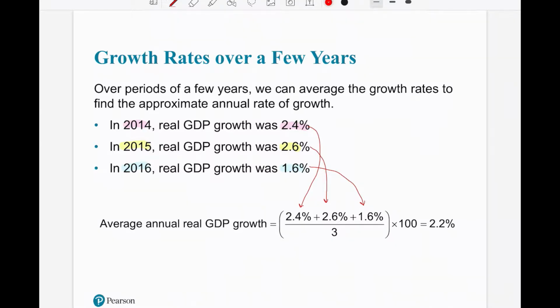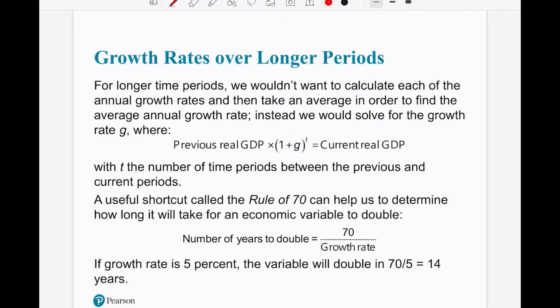Now, lastly, in terms of calculating our growth rate, we can judge how rapidly an economic variable grows by calculating how many years it will take to double. Now, that is where this rule of 70 comes into play. So, an easy way to calculate how many years it'll take real GDP per capita to double is to use the rule of 70. Now, the formula for this rule is the number of years to double is going to be equal to 70, where the rule of 70 gets its name from, divided by whatever the growth rate is, because that should be a constant number.